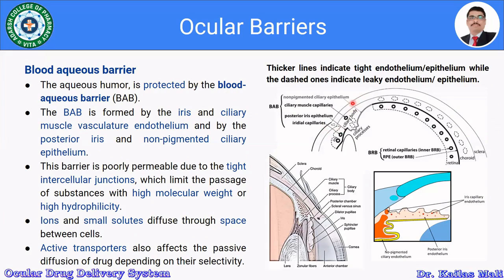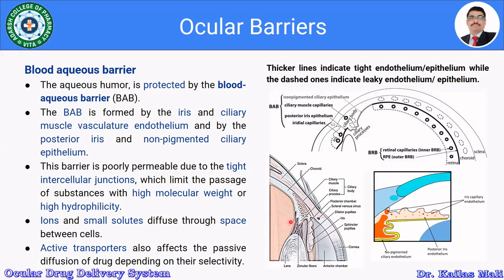So here is the blood-aqueous barrier, which comprises the iris. So this is the iris. Then here is the ciliary body, right? The ciliary body and iris form the blood-aqueous barrier, as the ciliary body comprises the capillaries. This is the aqueous humor. It is protected by the blood-aqueous barrier.